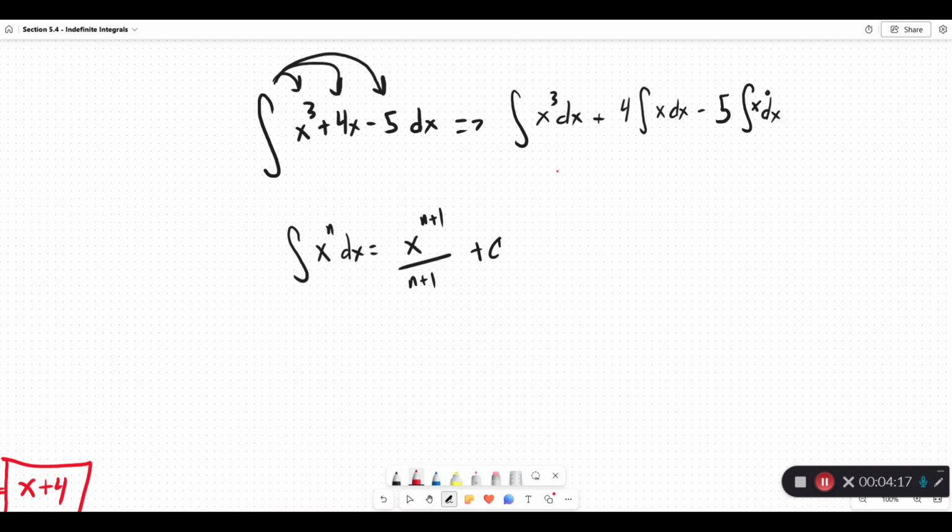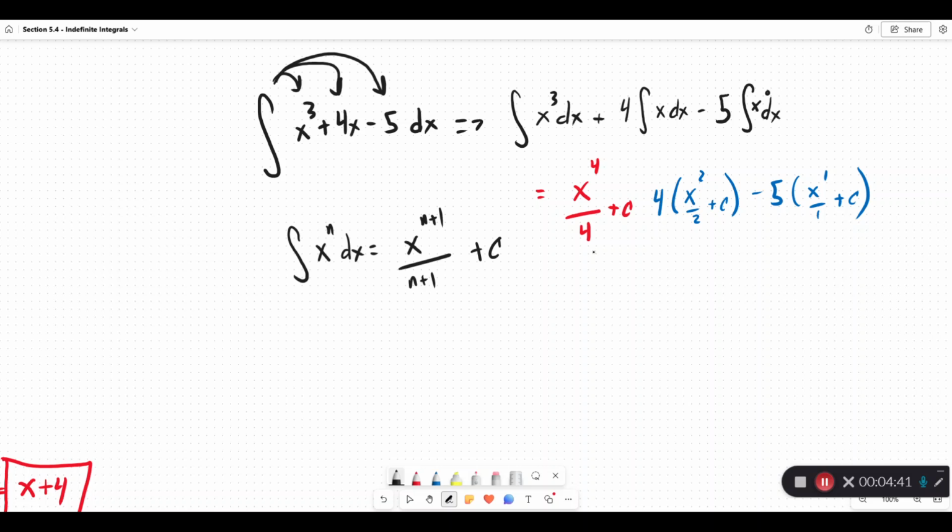So, what are we going to do? We increase, divide, and add a constant. We increase, divide, and add a constant. We increase, divide, and add a constant.